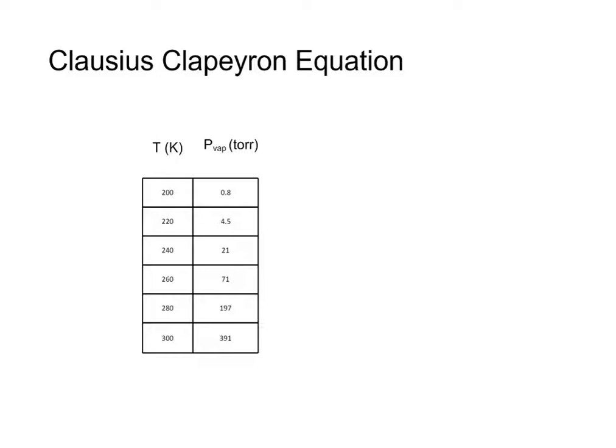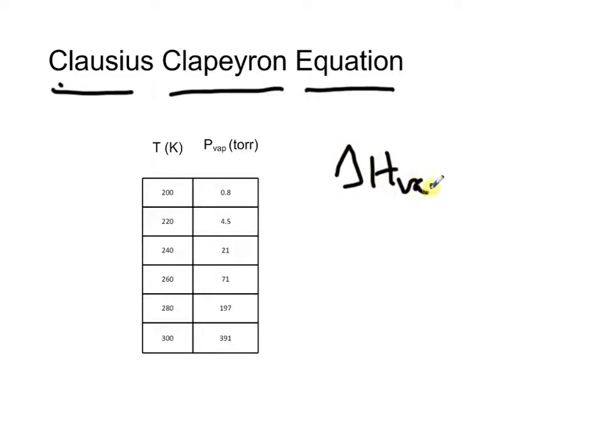Let's have a look at the relationship that Clausius and Clapeyron developed as an equation to see how we can get the enthalpy, delta H of vaporization, when we know the relationship between the vapor pressure and the temperature.